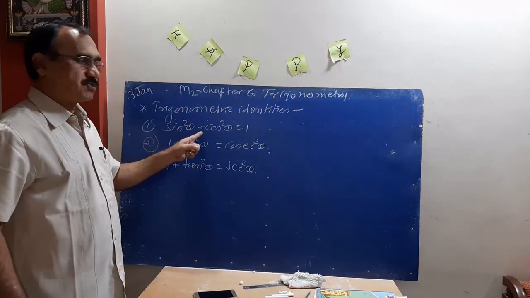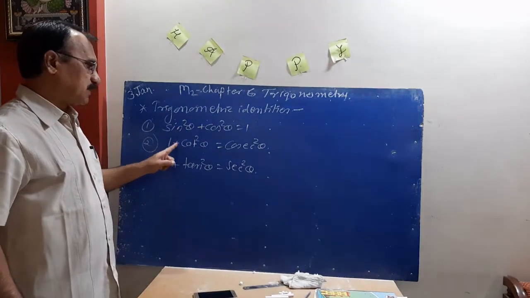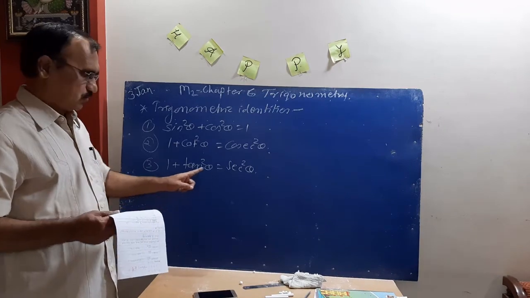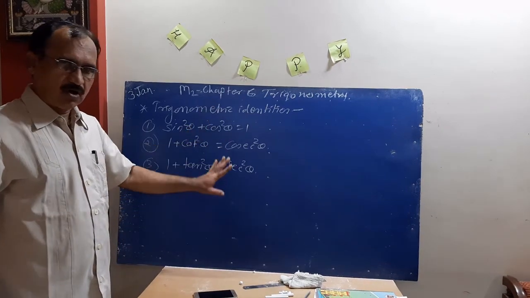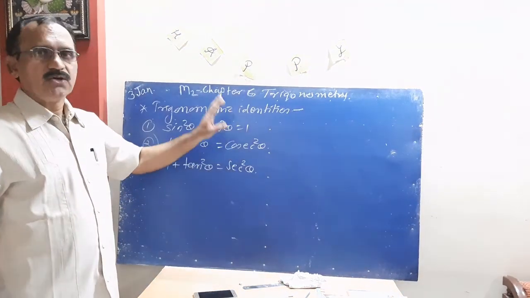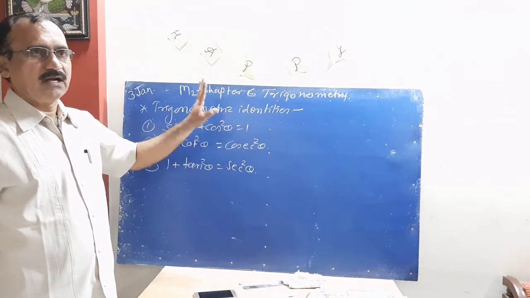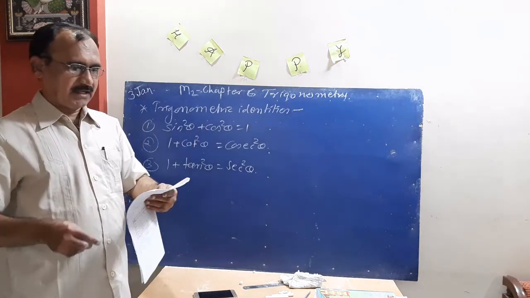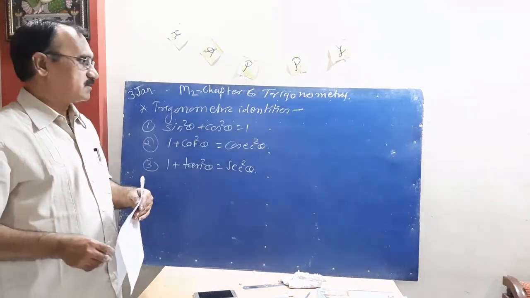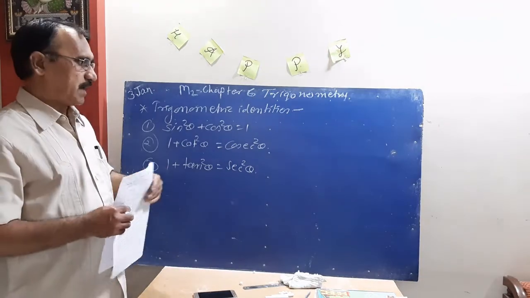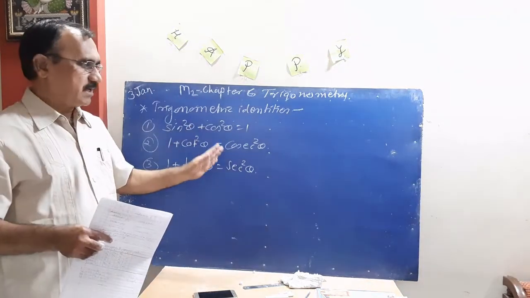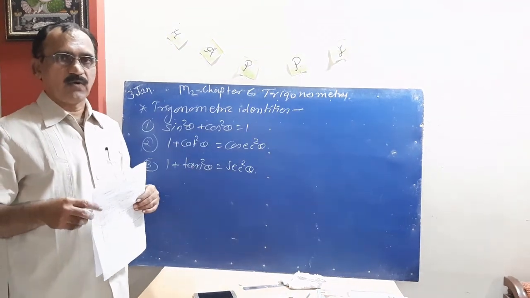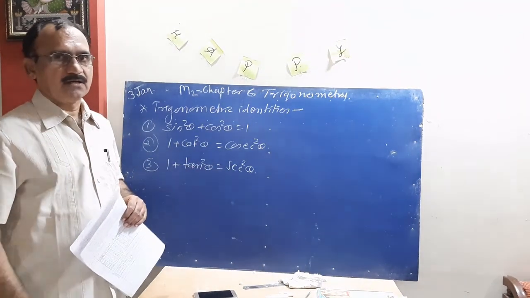Sin square theta plus cos square theta is equal to 1. 1 plus cot square theta is equal to cosec square theta, and 1 plus tan square theta is equal to sec square theta. The proof of all identities we can prove easily with the help of right angle triangle. Okay? Then remaining part means the practice set 6.1 is on next period. You practice all this formally, and then on the basis of these formulas we can solve practice set 6.1 in our next period. Thank you.